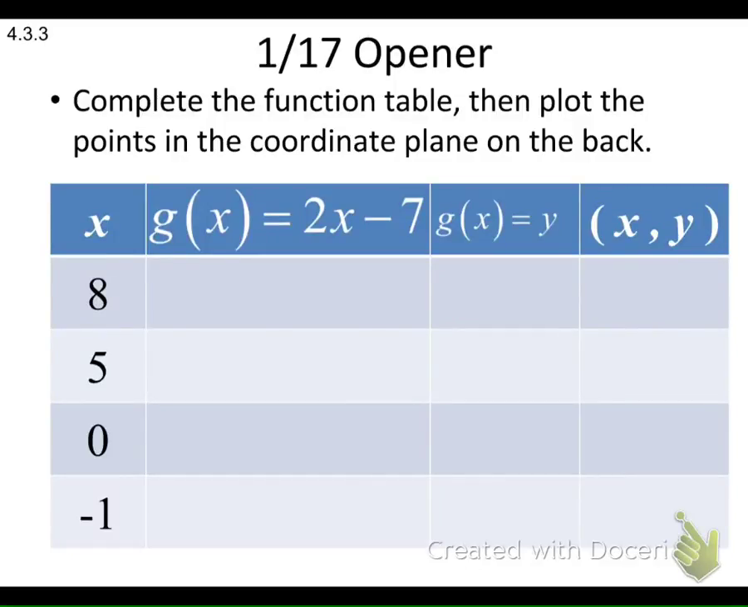Okay, so we're going to complete the function table, then plot the points in the coordinate plane on the back. So the first thing that we need to do is go ahead and find the value of each y so then we can get our ordered pair. So for the first function, I'm going to write the function of 8 equals 2, and then I'm going to substitute the 8 for the x, so 2 times 8 minus 7.